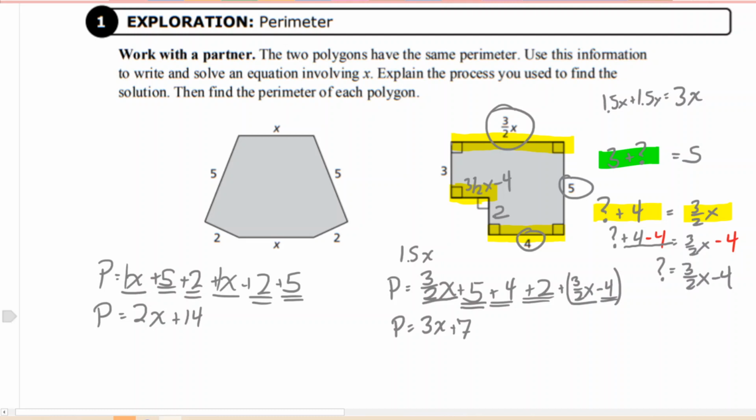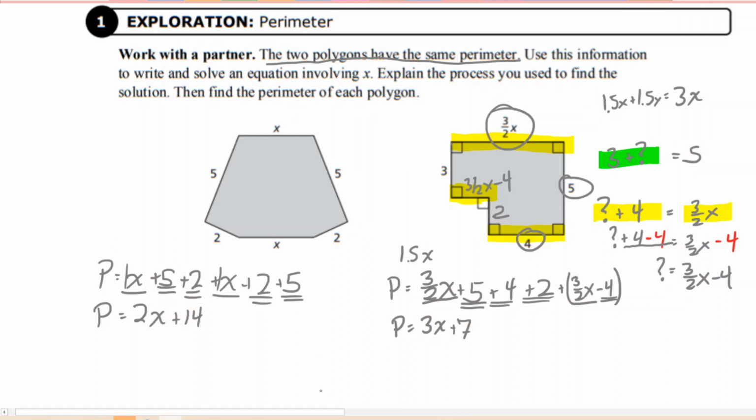Now, the second part of the directions here is that the two polygons have the same perimeter. So these two quantities, right here and here, are equal to each other.